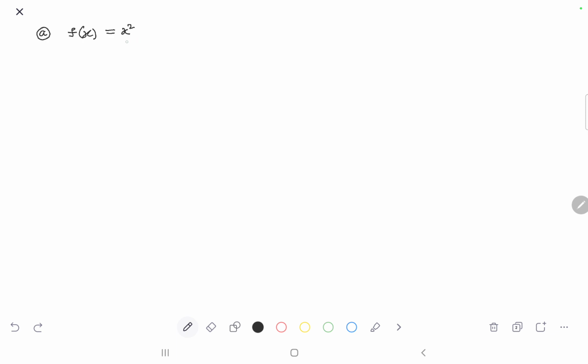f of x is given by x squared, and g of x is given by square root of x. Now what do we calculate? Sorry, can you just give me 1 minute? Yeah.